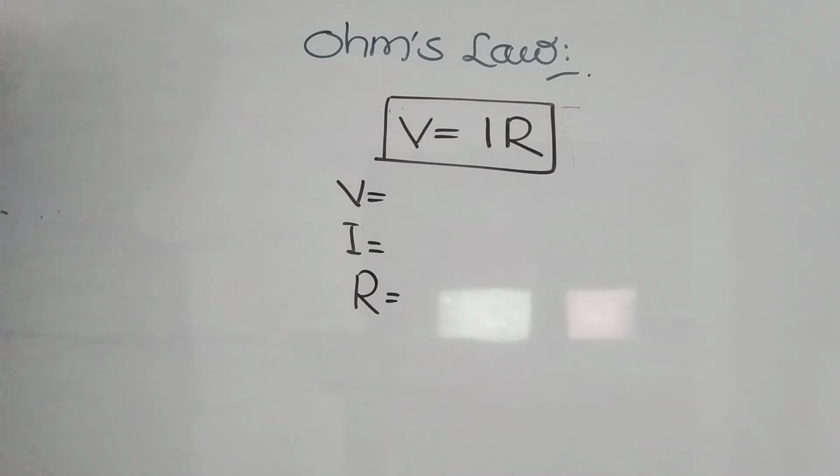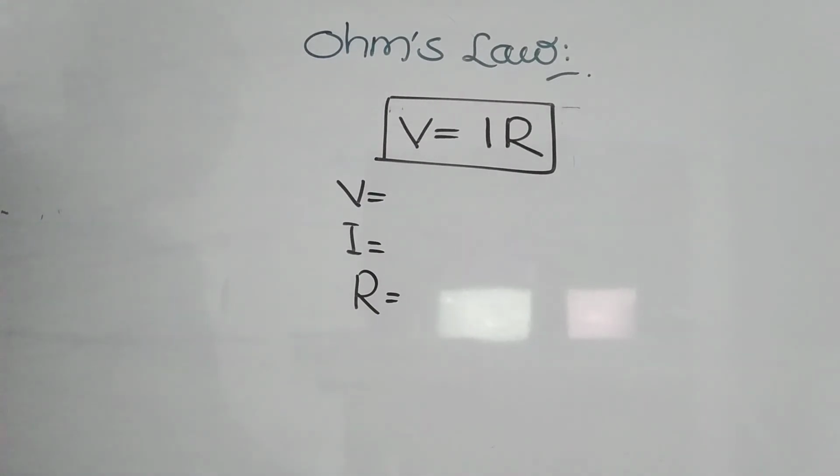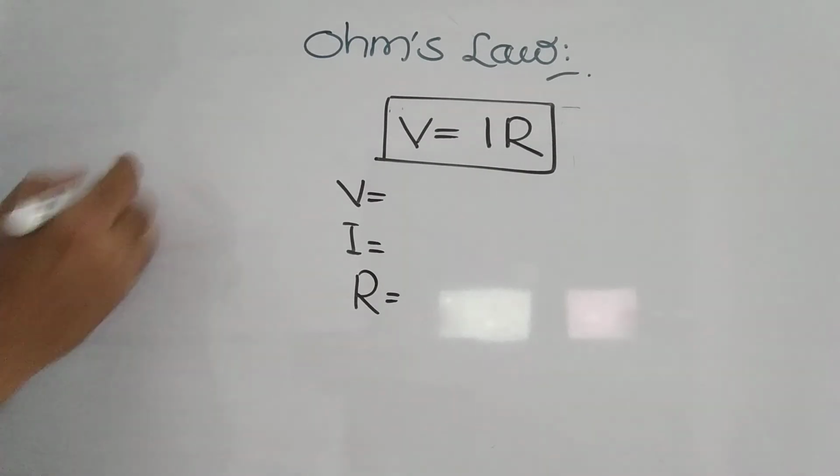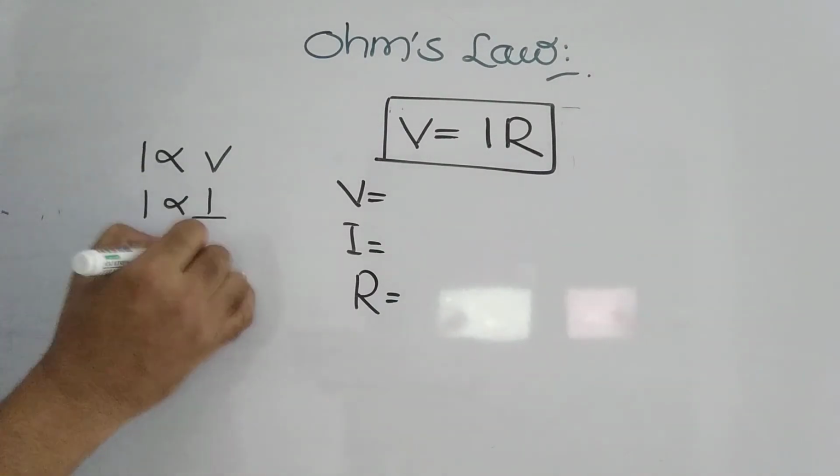First, Ohm's law. Important terms we'll discuss now. According to Ohm's law, the current, given here by I, flowing through a conductor at a given temperature, meaning temperature must be constant, is directly proportional to the potential difference and inversely proportional to resistance. So I is directly proportional to V, and I is inversely proportional to R.